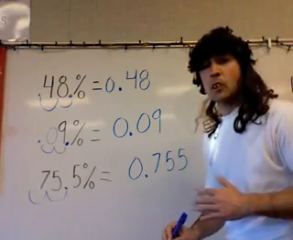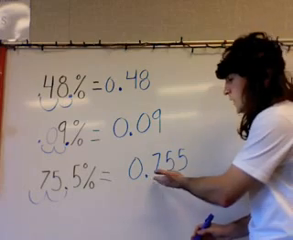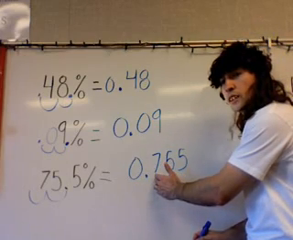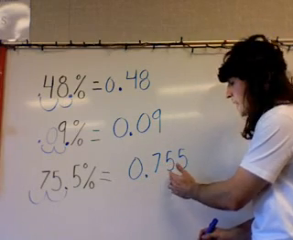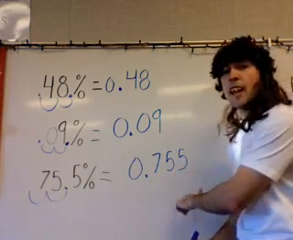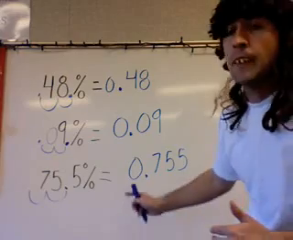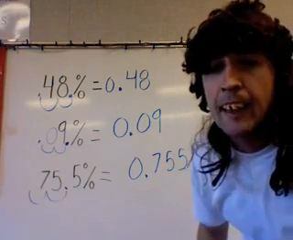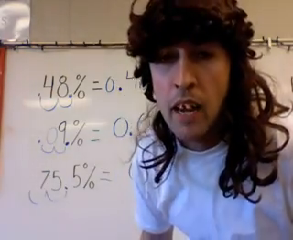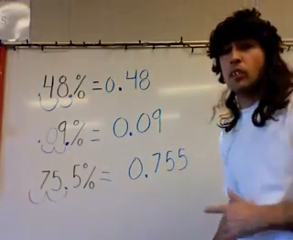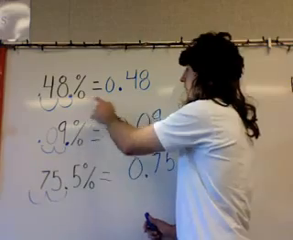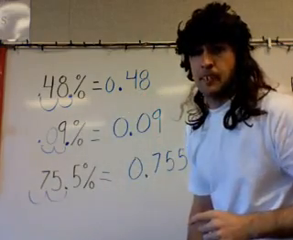It's going to be 0.755. And if y'all know your place value, what is this? It's tenths, hundredths, thousandths. 755 thousandths.